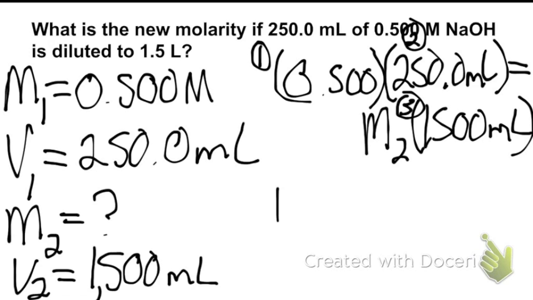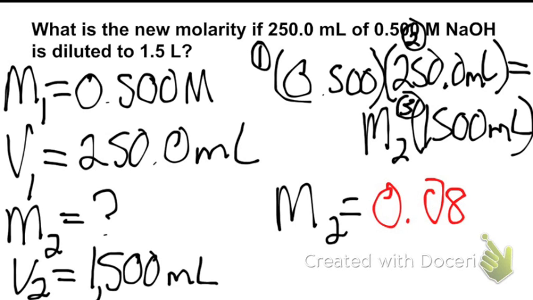So our new molarity is going to be 0.83. No, 0.083 molar. All right, so if we take a little bit of liquid and dilute it to a lot, our concentration goes down a lot. Yeah, so that kind of makes sense.